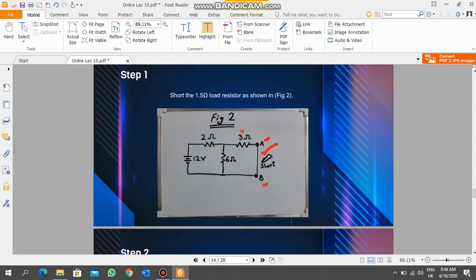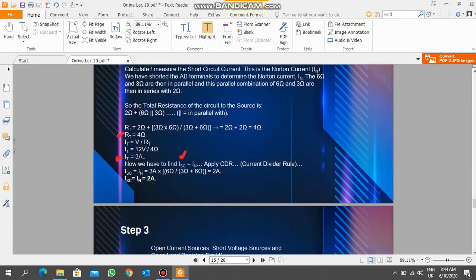So let's start. For example, we have this circuit here, and we have to find the current flowing through the load resistor in figure 1 by using Norton's theorem. So we have to find the current flowing through this load resistance.